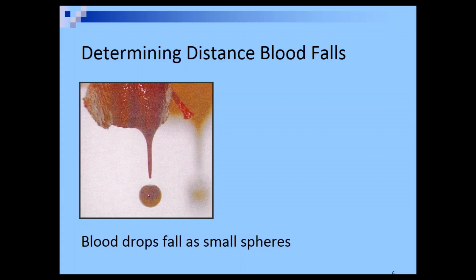Okay. Number one, determining distance blood falls. Is it possible to determine whether the blood fell off of a knife that was held 6 feet from the ground, being murdered by a giant, or 3 feet off the ground, being murdered by a little person?